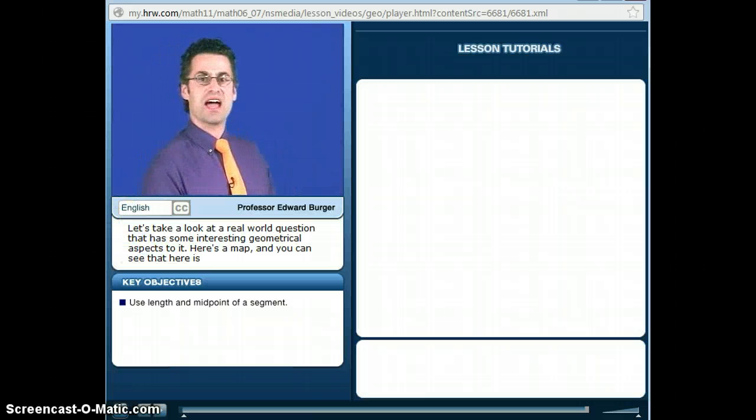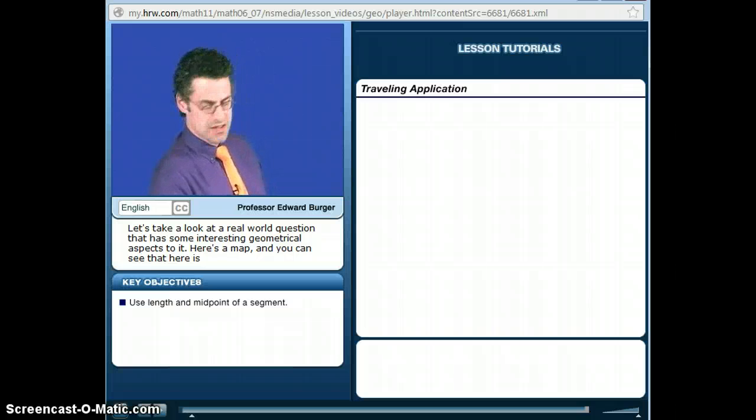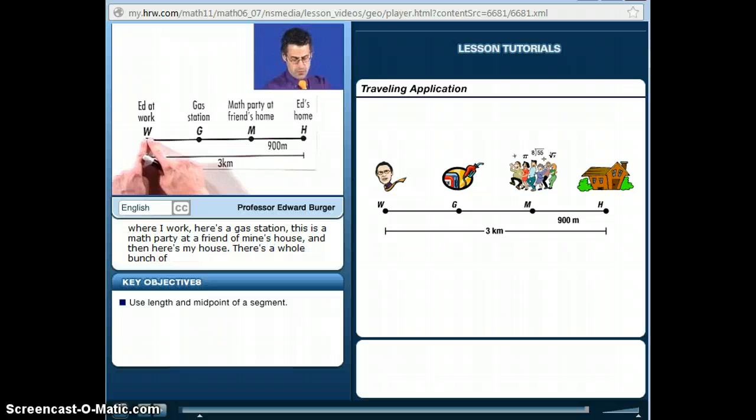Okay, let's take a look at a real-world question that has some interesting geometrical aspects to it. So here's a map, and you can see that here's where I work. Here's a gas station. This is a math party at a friend of mine's house. And then here's my house.